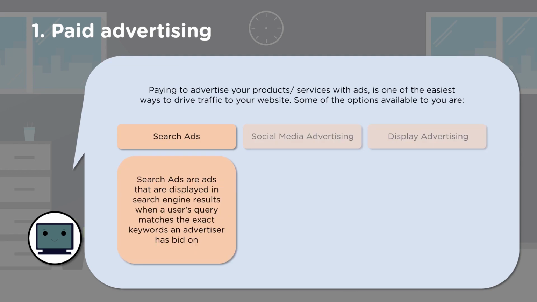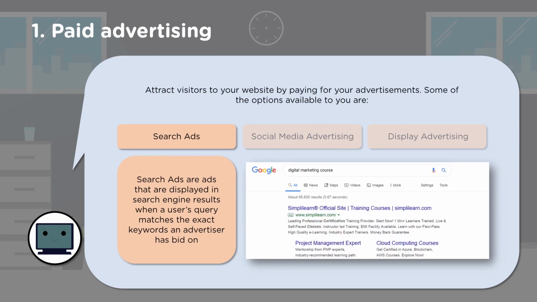So search ads are ads that are displayed in the search engine results. When a user types in a keyword query, you want your ad to show up based on that keyword query. Okay, so an example is digital marketing course. Somebody types in digital marketing course, and Simplilearn is the first ad that shows up. How do we know it's an ad? Because you can see the word ad next to the domain. So when somebody clicks on that link, Simplilearn is going to pay Google. So that's how search advertising works.